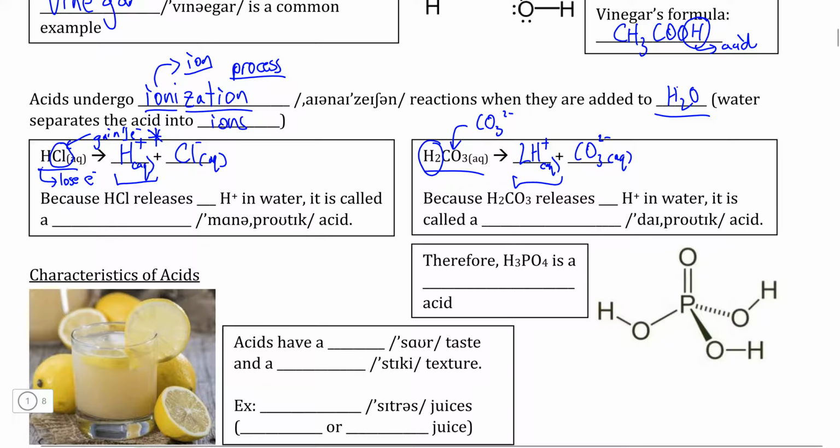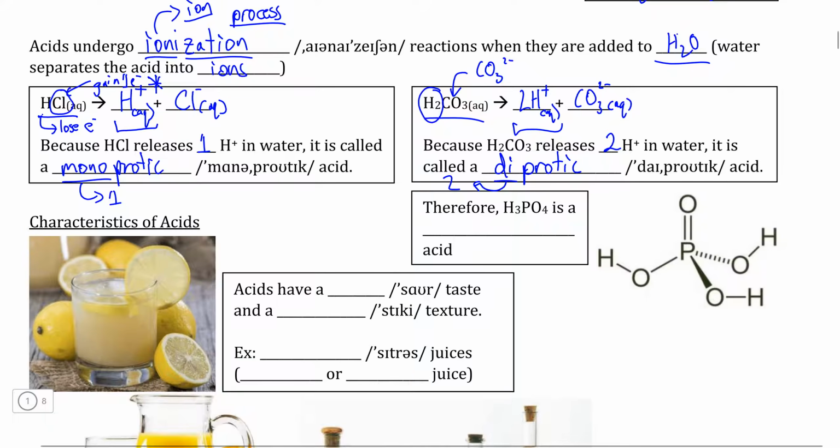Because hydrochloric acid, HCl, releases 1 hydrogen in water, we call it a monoprotic acid. Mono, of course, meaning 1, whereas because H2CO3 releases 2 hydrogens in water, we can call it a diprotic acid, di of course meaning 2. Now from this, if we take this acid here, which has 3 hydrogens, we can extrapolate that this would be a triprotic acid, meaning that it has the ability to lose 3 hydrogens when it is added to water.